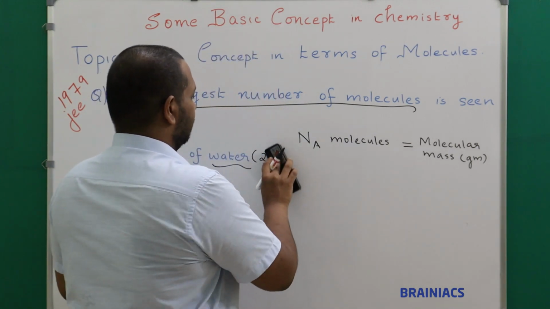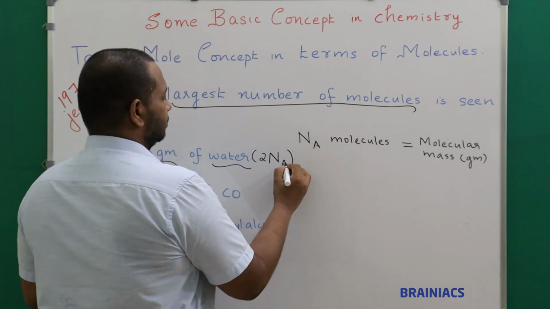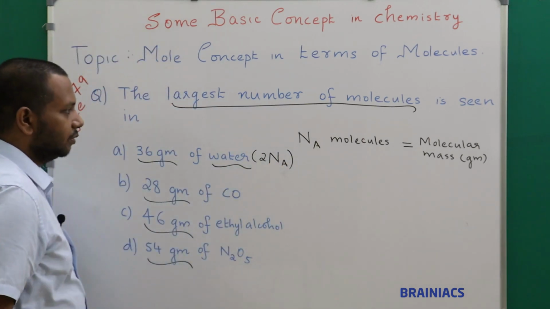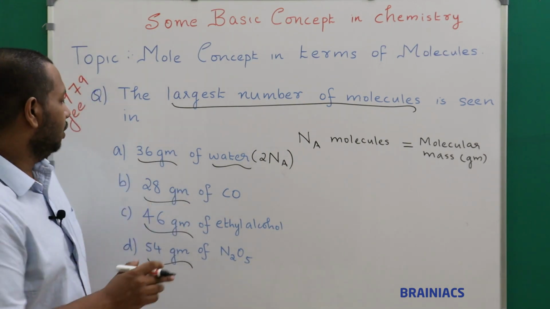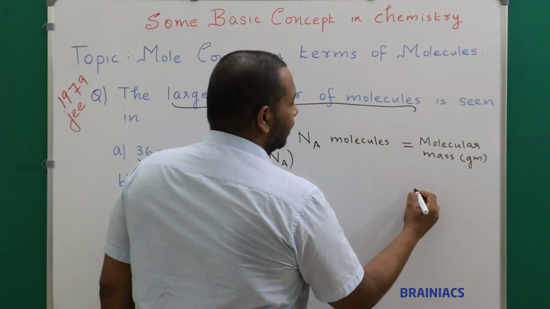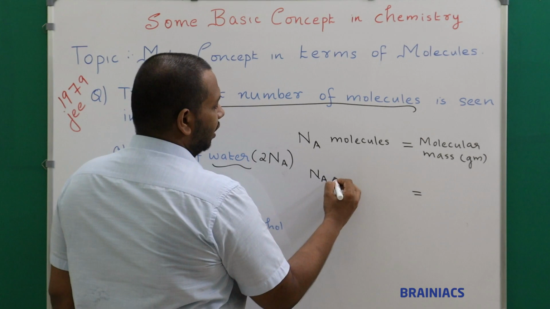So this I have noted down as 2Na. Clear? I calculated it. So the next option they are telling is 28 gram of carbon monoxide. So here also what they have given. So I can write Na, option B.